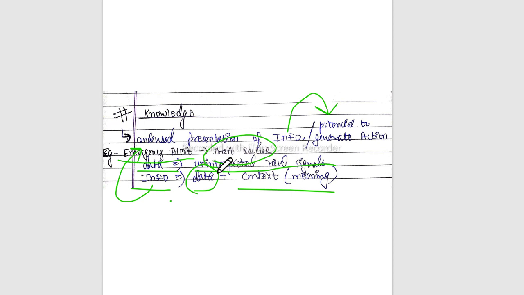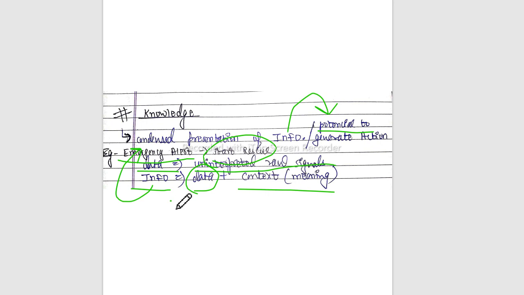That means I have knowledge about something, and I also know that if I have this knowledge, then I can perform this particular task or action. This is very important: once we have knowledge, we have the potential to generate action. So this was about data, information, and knowledge.